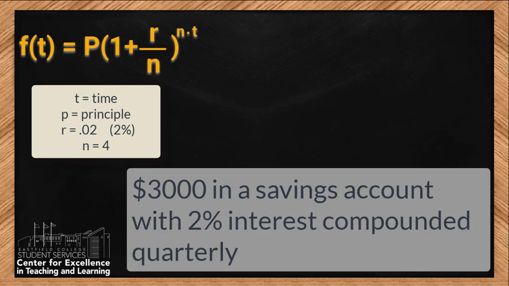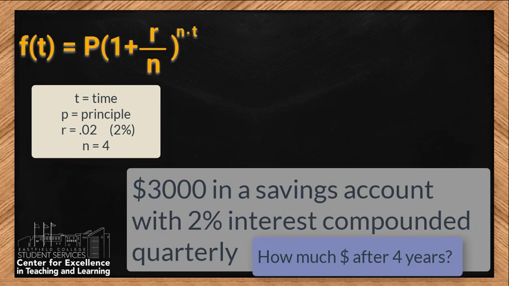So you might ask a question like, how much money will you have after, let's say, 4 years? You can plug in the amounts that you know. $3,000 is your principal. 2% would be your interest rate, that 0.02 would be your r value, and 4 years would be your time t. We just plug those values into the formula, and because we're compounding quarterly, n would be 4.